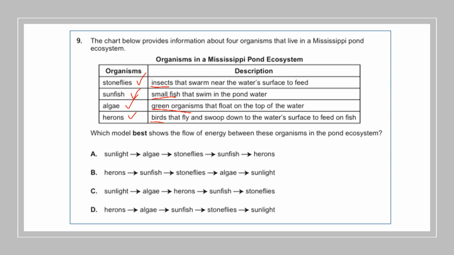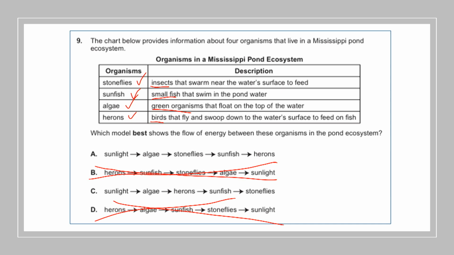Okay, well, all food chains start with the same thing on the planet Earth. What is that? All energy for food chains ultimately comes from the sun. So answers that don't start with sun aren't going to be right. So we can cross B out and we can cross D out, okay? So all of our energy is coming from the sun, okay?